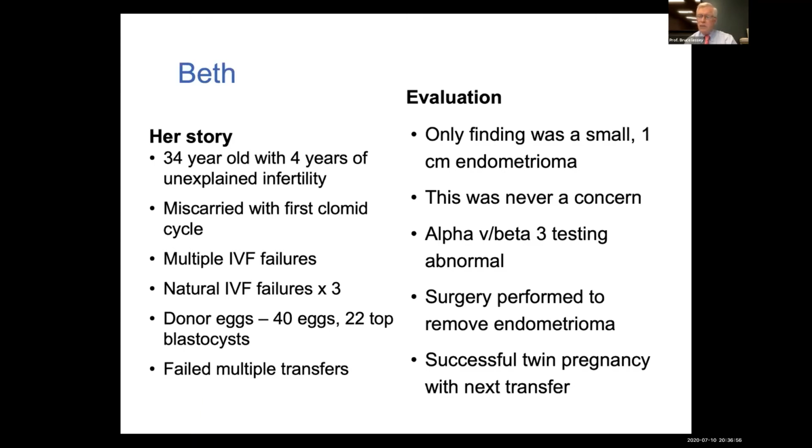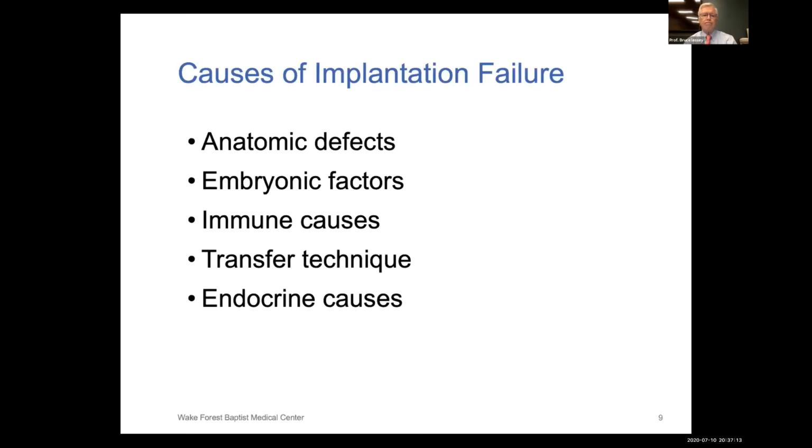And then the next time she had 2 embryos transferred, she was successful with a twin pregnancy. The boys are now 5 or 6 years old and doing well, and she's had a little girl since then with another one of those donor eggs. This raises the question about whether endometriomas in fact cause IVF failure. We'll come back to that question in a minute.